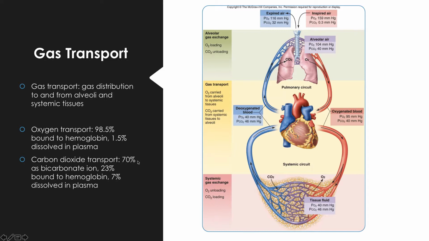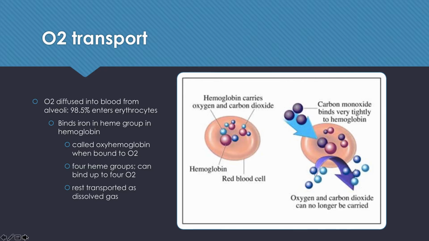Carbon dioxide follows a different scheme. So 70% is dissolved in the blood as bicarbonate. 23% is bound to hemoglobin. Yes, hemoglobin can transport both oxygen and carbon dioxide at the same time. And about 7% is dissolved in the plasma. So let's look at some gas transport stuff.